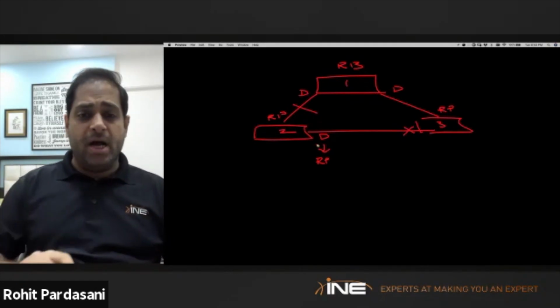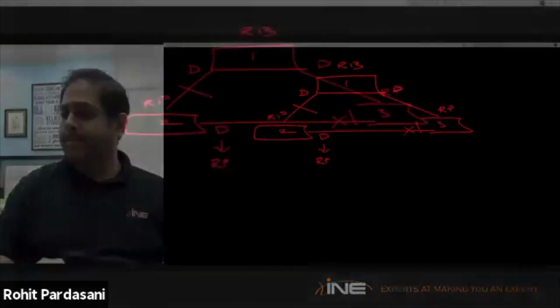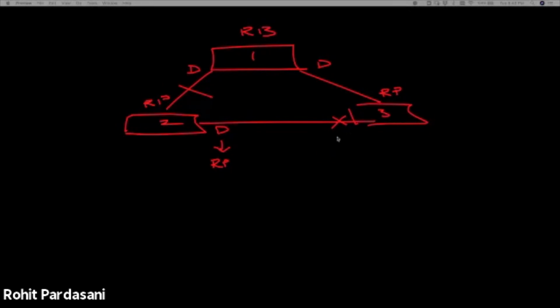Okay? But for switch 3, it's an indirect failure. For switch 3, it's not a direct failure, it's indirect. So switch 3 is not going to change this to designated immediately. This would not happen immediately. So uplink fast in this case would not work because for switch 3, it's an indirect failure. It has to go through the normal STP process. And finally, this would become designated.